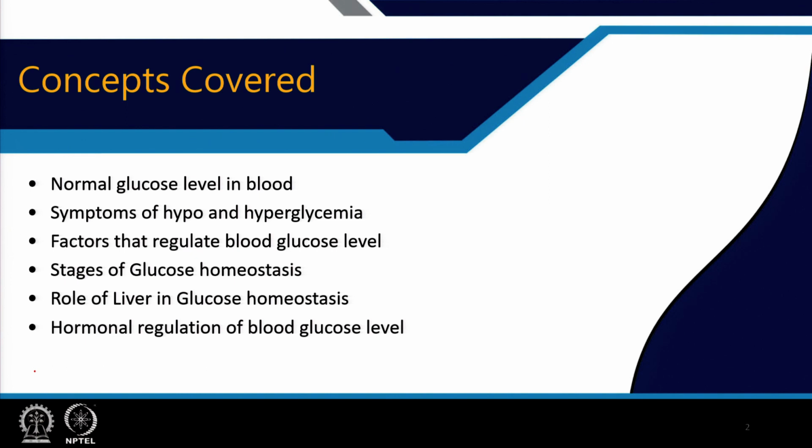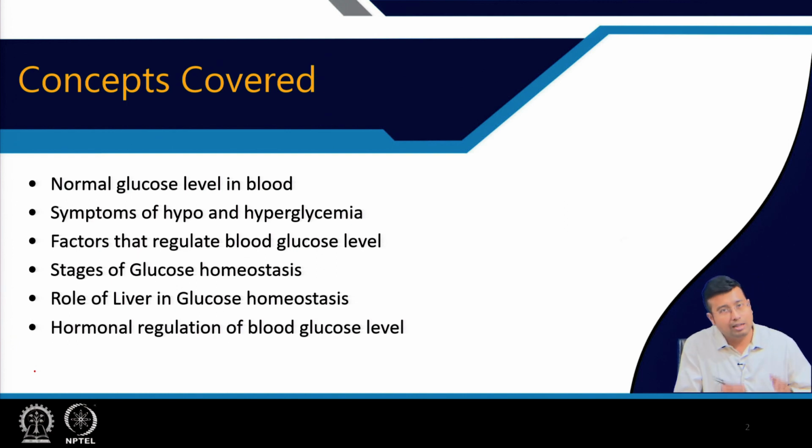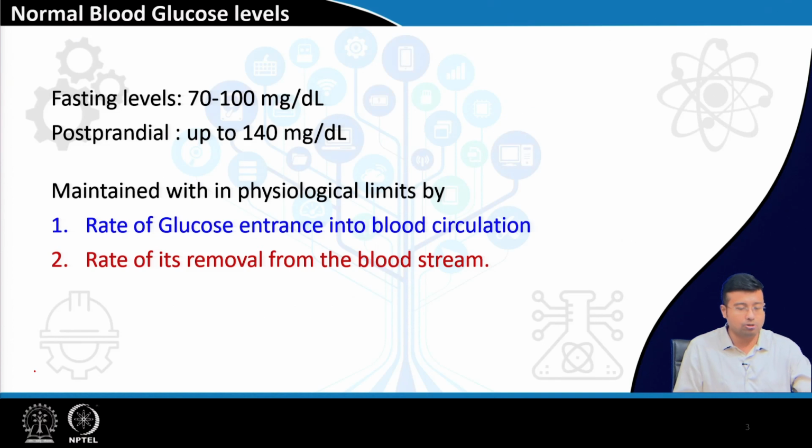We will be understanding what the normal level of glucose is, what the symptoms of hypo and hyperglycemia are, and what factors regulate blood glucose level. We will be discussing how this glucose level is maintained. So, glucose homeostasis, we will discuss how the liver plays an important role, and we will also be discussing what hormones play a role in maintaining this blood glucose level.